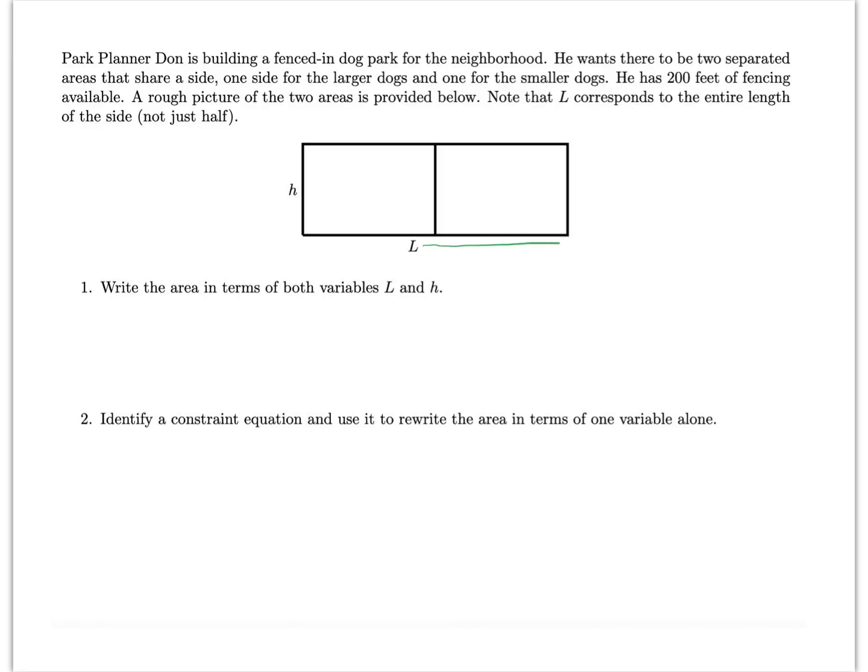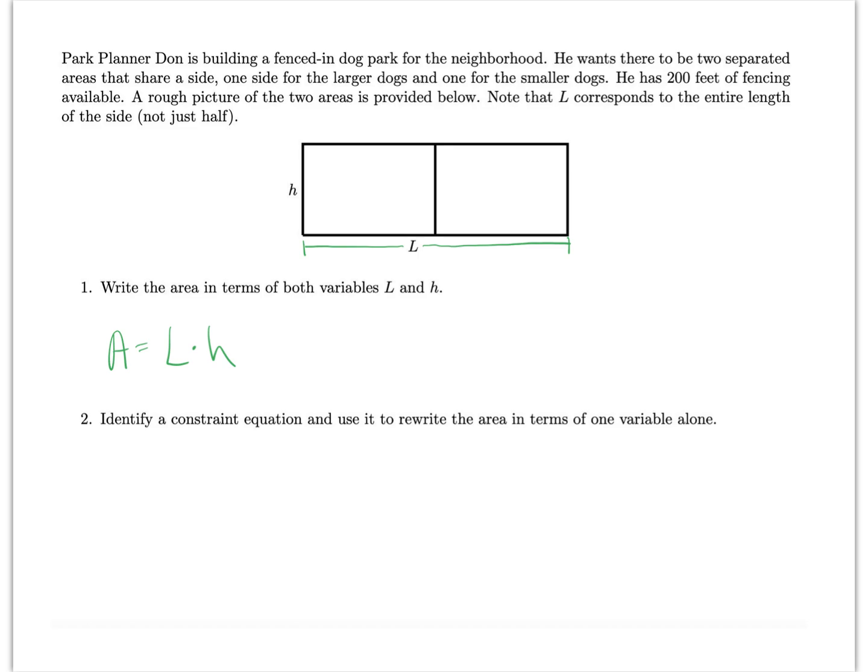So I'm just going to make that clear by drawing a line that shows that whole side is called L. Write the area in terms of both variables L and H. So the entire area enclosed here is just H times L. So area equals L times H.